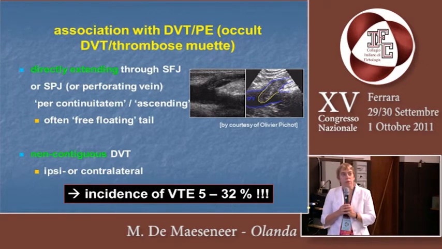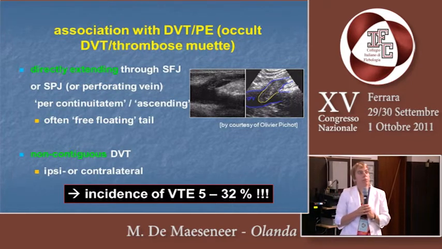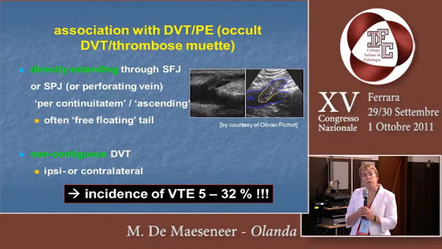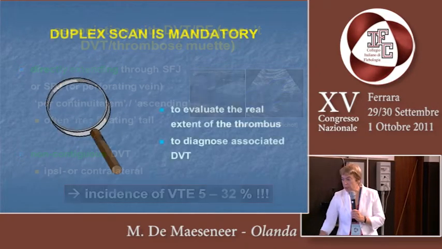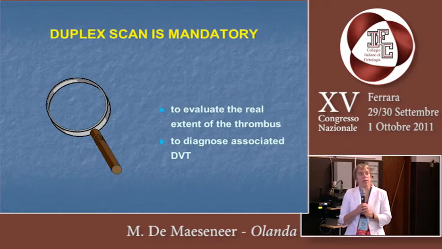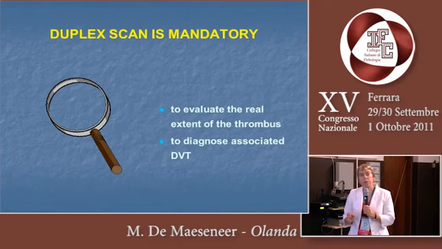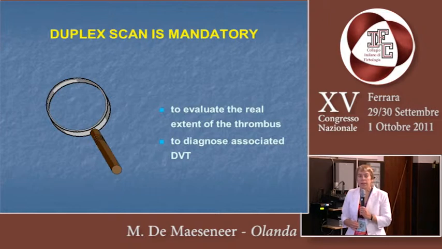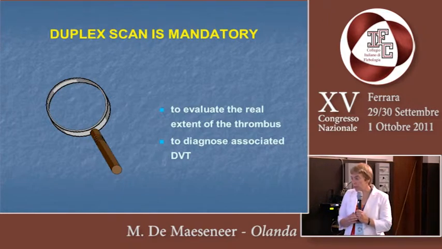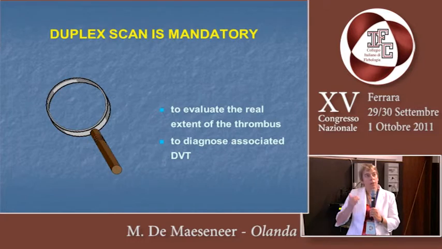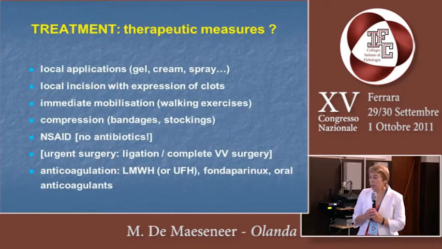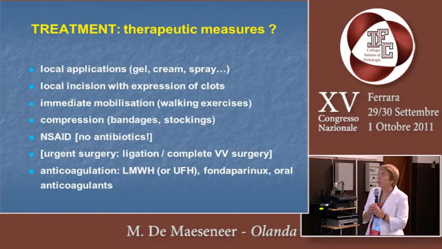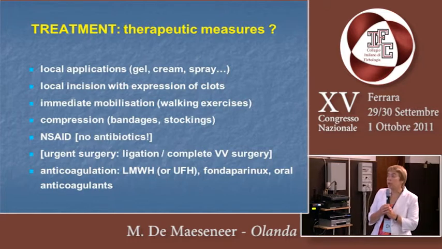The incidence of such venous thromboembolism, because you can also have a pulmonary embolism associated with superficial vein thrombosis, has been described between 5 and 32% according to the study design. So in these cases of superficial vein thrombosis, I am quite convinced, and this is a very important message, that duplex scan is mandatory to evaluate the real extent of the thrombus and to discover any deep vein thrombosis in this patient.